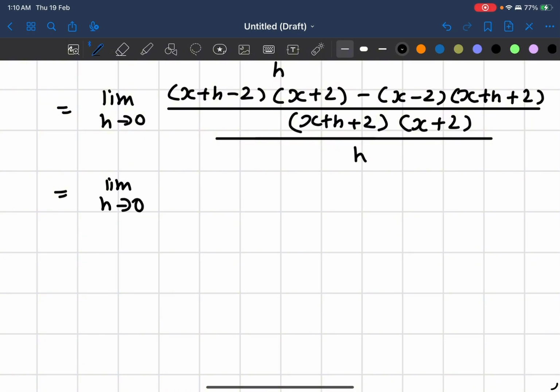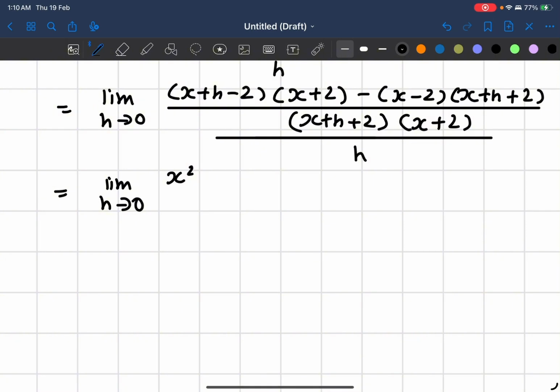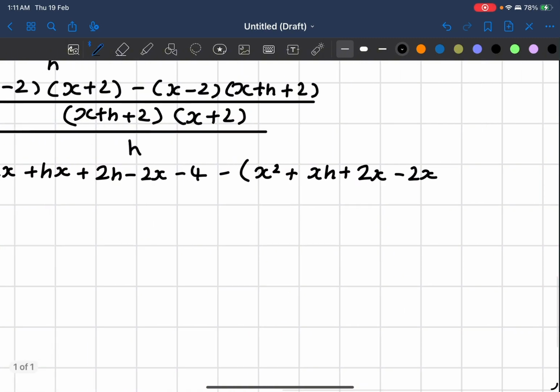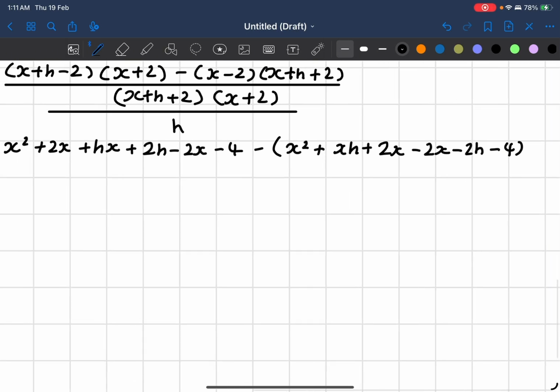And then, we can definitely expand this, I think. Yeah, okay. So we're going to get x squared plus 2x plus hx plus 2h minus 2x minus 4. And then here we're going to get x squared plus xh plus 2x minus 2x, oh wow, minus 2h minus 4. Right.